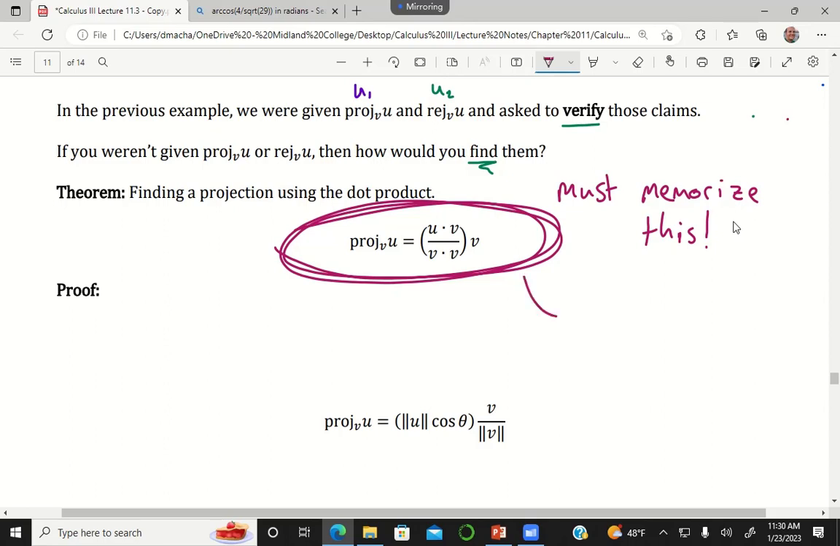And that is, if you want to find the projection of u onto v, then you're going to take u dot v divided by v dot v. Right? u and v are vectors, and so u dot v is going to give you a scalar in the numerator. v dot v is going to give you a scalar in the denominator. So you'll have scalar divided by scalar. That will give you a scalar. And so this whole thing right here inside the parentheses is just a scalar.